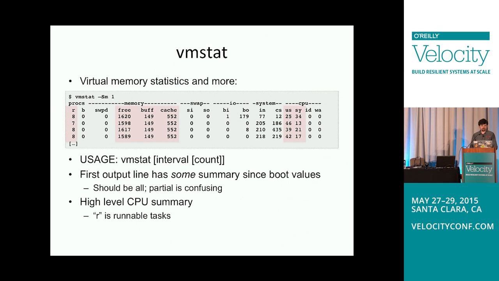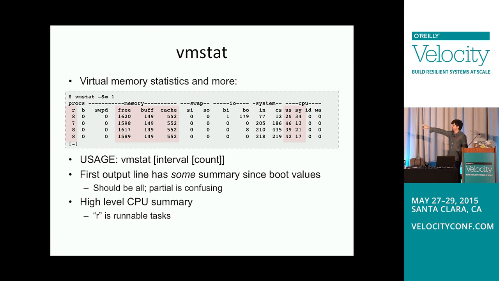vmstat, virtual memory statistics and more. vmstat has existed for a while, came from the BSDs, and it gives you a system-wide summary in just one line. I've highlighted the columns my eyes tend to focus on. We've got R for the run queue length. A number there indicates CPUs have tasks running and also tasks that are runnable, so they're not actually running, but they're waiting their turn.